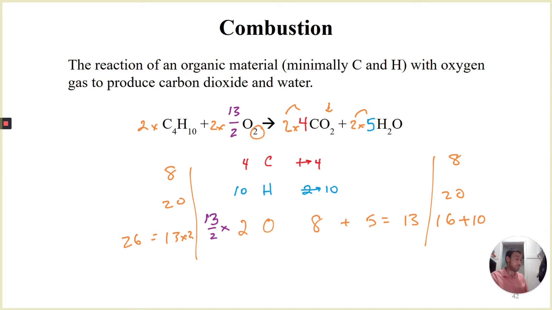Those numbers do look very messy, so what we could go through and do is clean those up. 2 times 1 is 2. 2 times 13 halves is 13. 2 times 4 is 8. 2 times 5, 10. Okay? And that would now be my balanced equation.